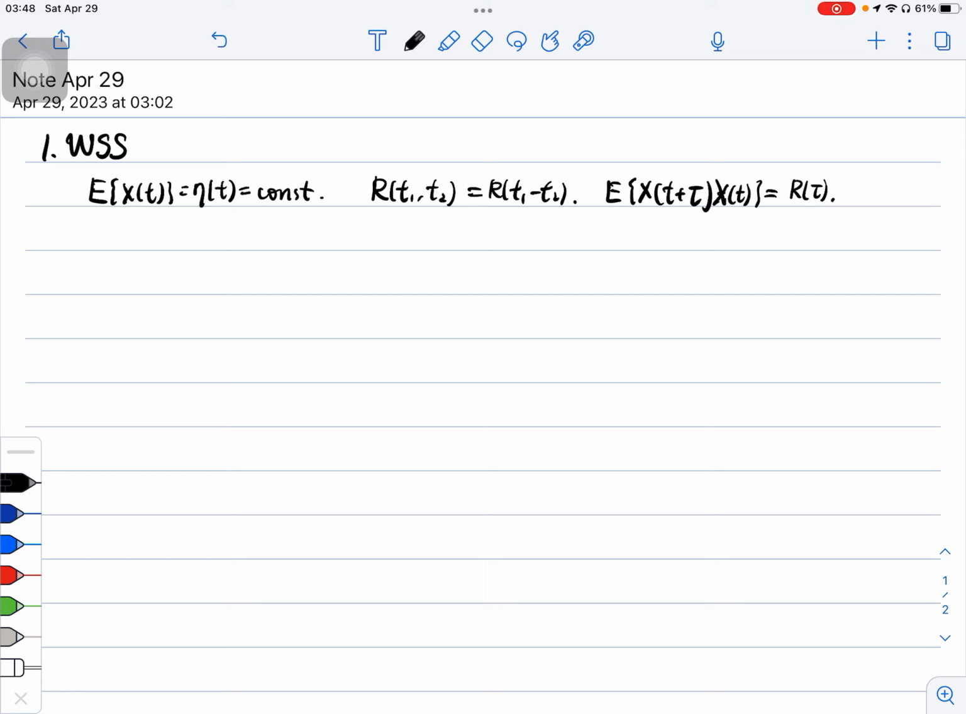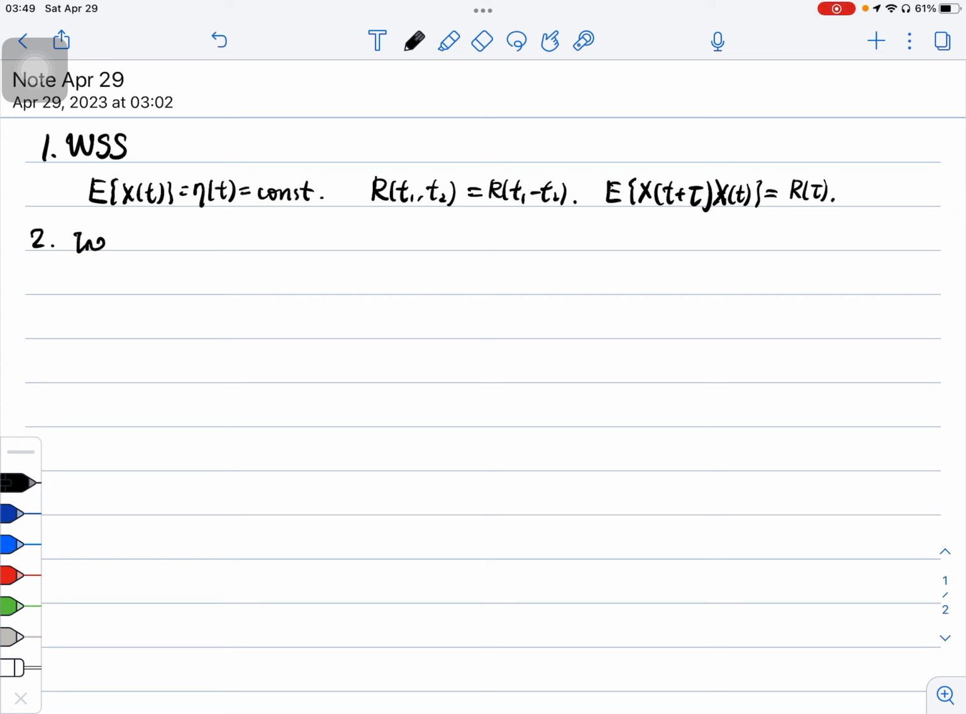WSS random processes only require that the first moment, or the mean, and the autocovariance do not vary with respect to time, and that the second moment is finite for all times. Any strictly stationary process which has a finite mean and covariance is also WSS.